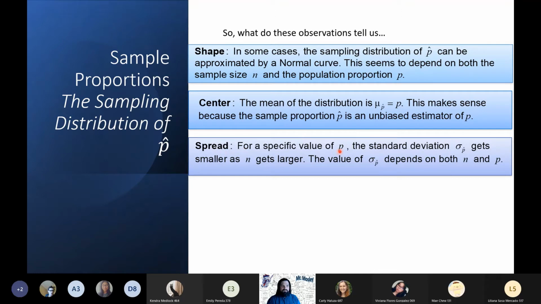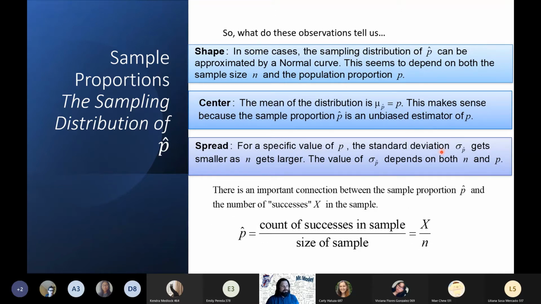And for the spread, for a specific value of p, the standard deviation sigma of p hat, or standard deviation of the sample proportion, gets smaller as n gets larger. The value of the standard deviation of the sample proportions depends on both n and p. So essentially what we get from center and spread is that the mean of our sampling distribution of sample proportions only depends on the population proportion that we're interested in. The standard deviation of the sampling distribution of the sample proportions depends on the sample size and the population proportion we're interested in.